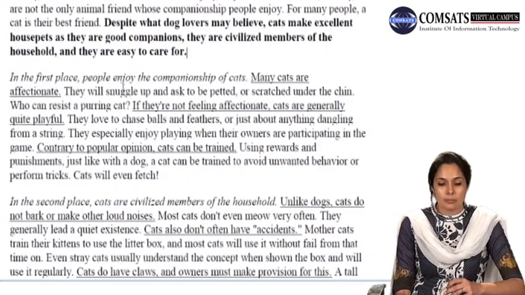In the first place, people enjoy the companionship of cats. The first paragraph has its topic sentence as: people enjoy companionship of cats. Many cats are affectionate.